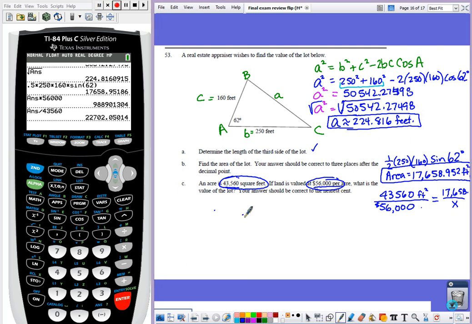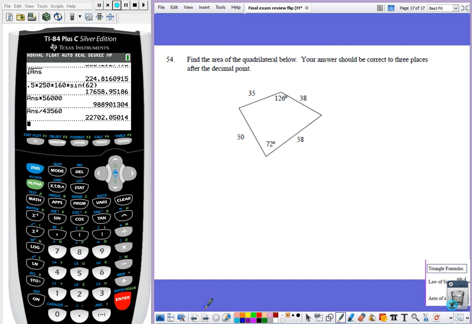All right, our value is $22,702.05. So in this case, it says to the nearest cent. We wouldn't round this to 3 decimal places. It wouldn't make sense. Okay. What is the value of the lot? $22,702.05. All right.